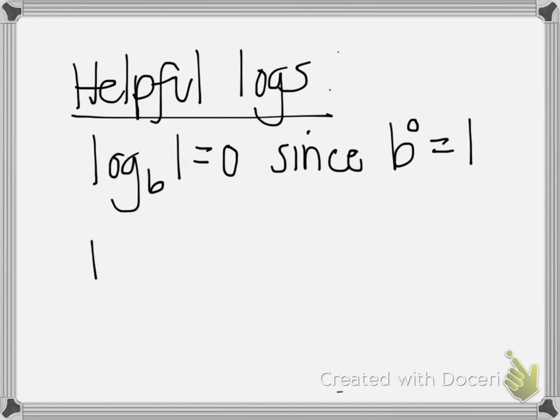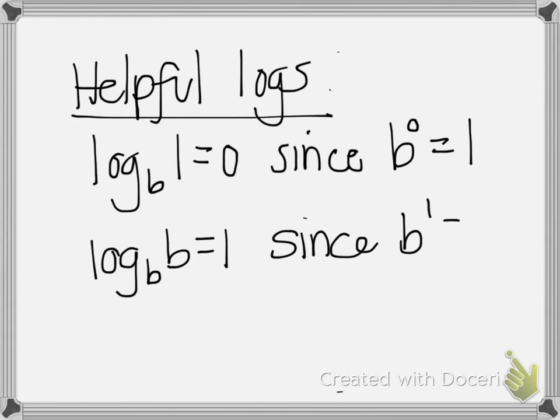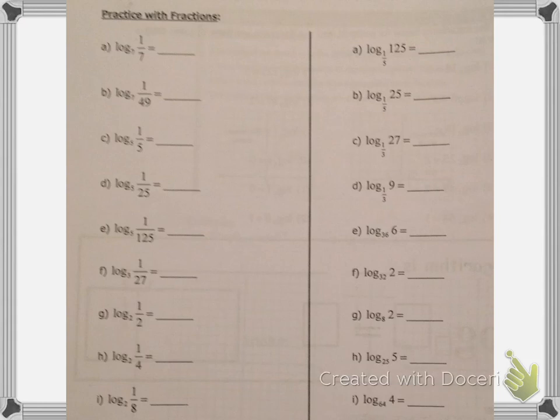Another helpful one is log base b of b. That is always equal to 1, because again, if you rewrite it as an exponential equation, b to the first is equal to b. So anytime the base and the number you're taking the log of are the same, it will always equal 1.